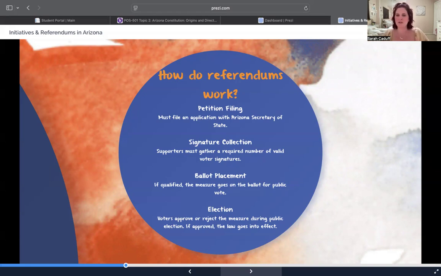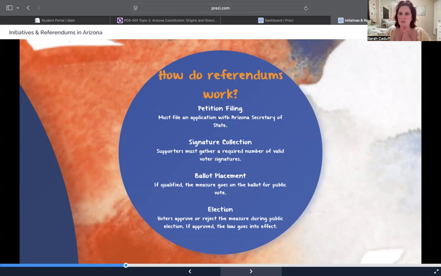Next up, after you have signature collection, it's going to be the same thing. Submission and verification. They're going to go through and throw out any signatures that are either not valid or don't match. And then at the end of that, they're going to have those verified valid signatures. If there are enough, if it hits that 5% or more, you are then going to move into it being placed on the ballot. So if qualified, that measure then goes onto the ballot for public vote.